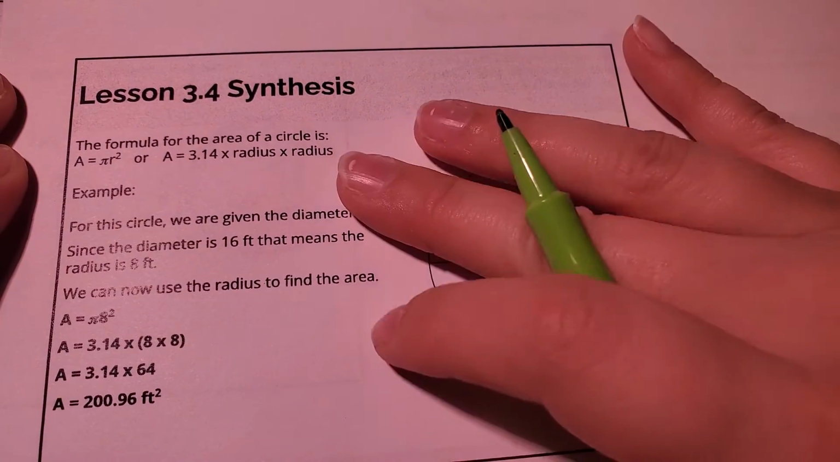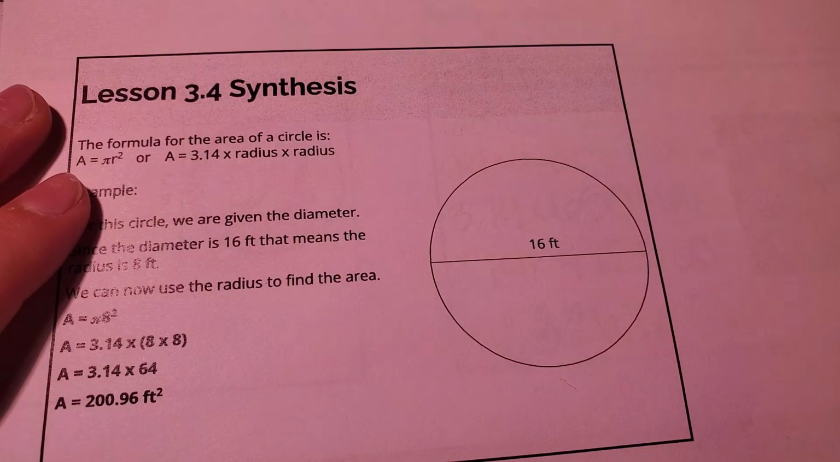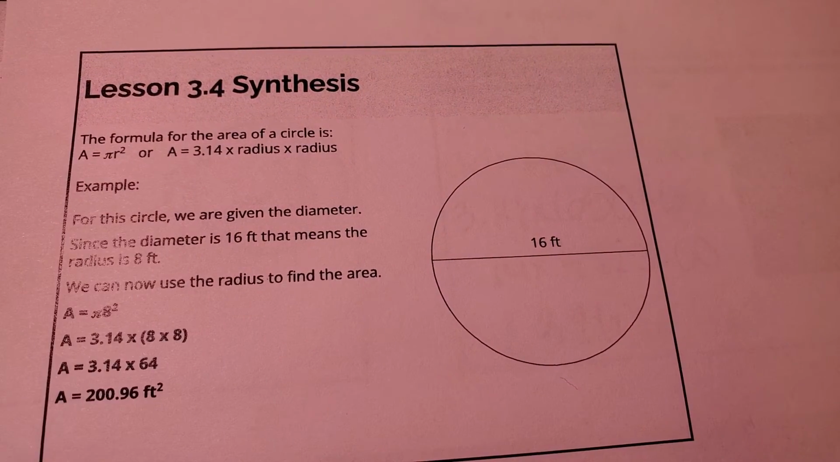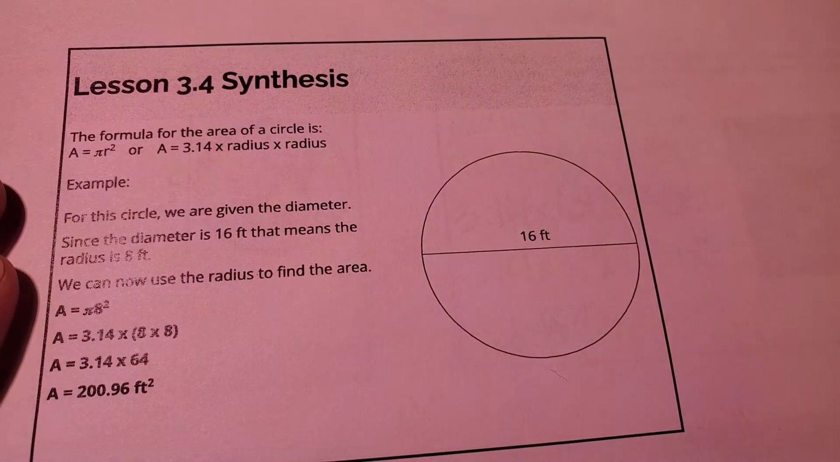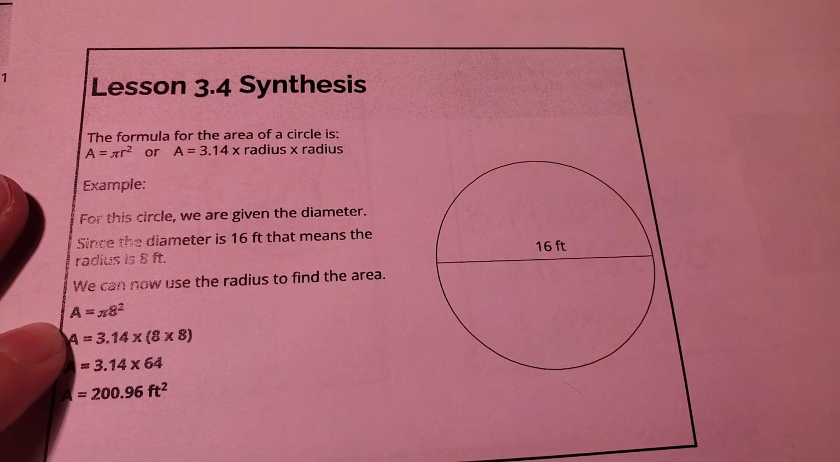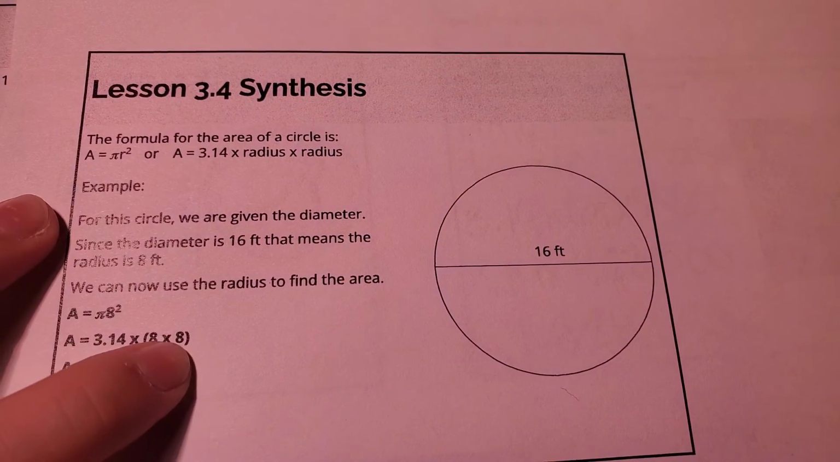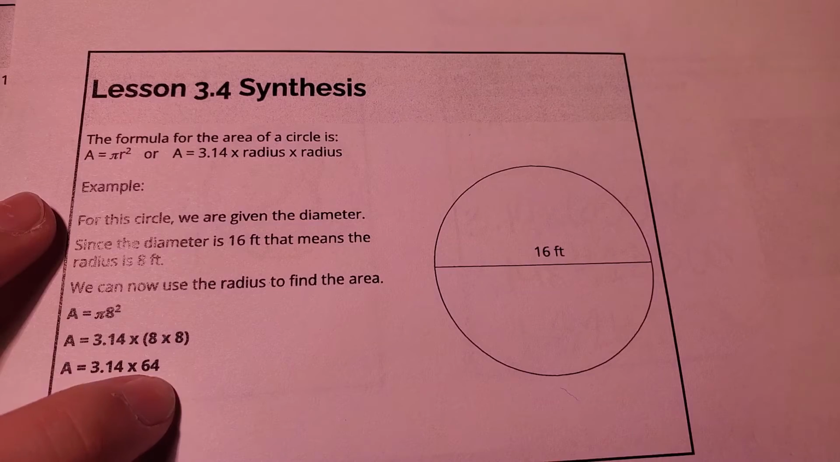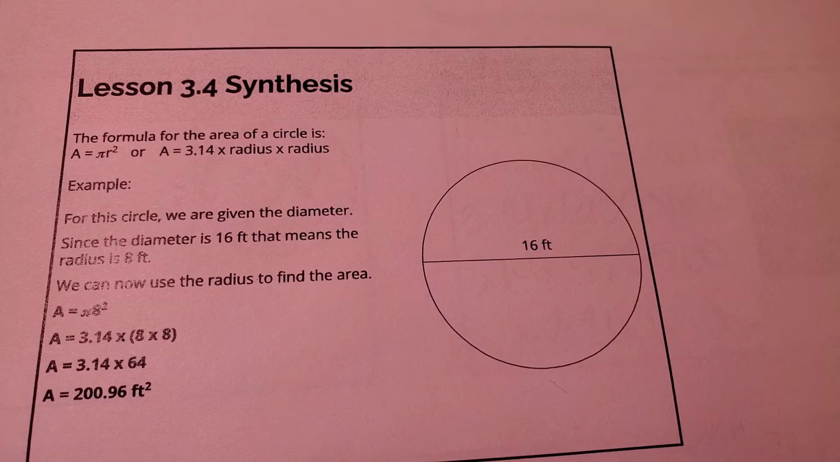Okay, so the formula for the area of a circle is area is equal to pi r squared, or 3.14 times the radius times the radius again, which is what we were doing the entire lesson. So for this circle, we are given the diameter. Since the diameter is 16 feet, that means our radius is 8 feet. We can now use the radius to find the area. So we plug in 8 instead of r. 8 squared is 8 times 8. 3.14 times 64 gives us 296 feet squared.